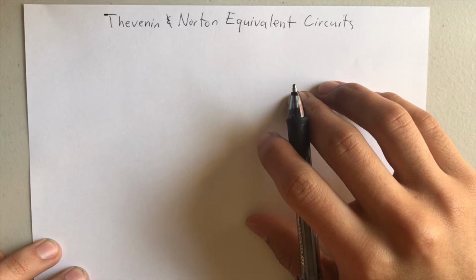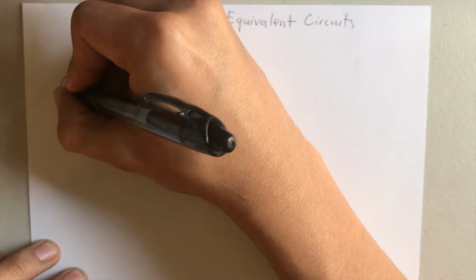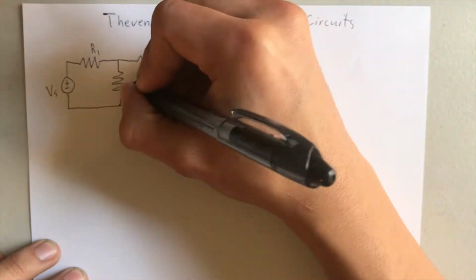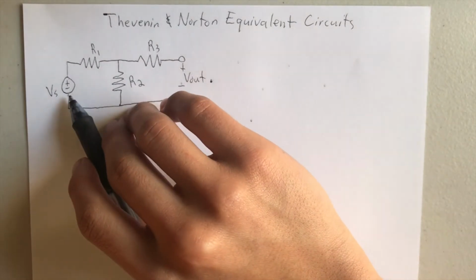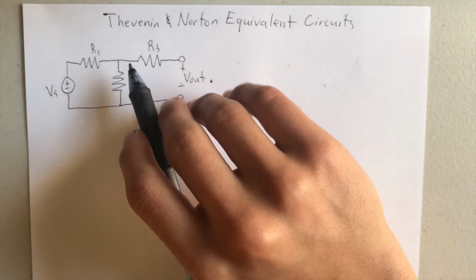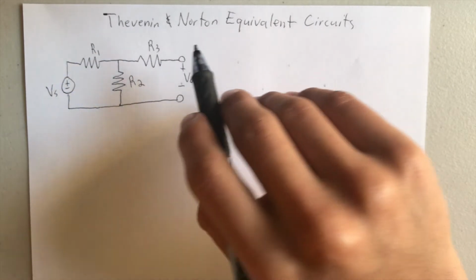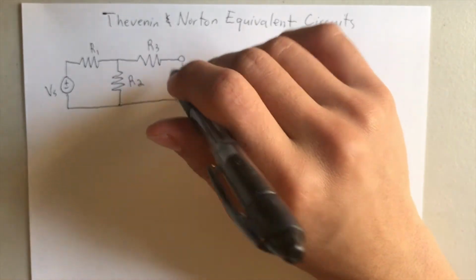Hi everyone, in today's YouTube video we will be finding the Thevenin and Norton equivalent of the following circuit. We have a voltage source connected with a resistor R1 that's connected to two resistors R2 and R3, and we want the Thevenin and Norton equivalent when connected to these two nodes.